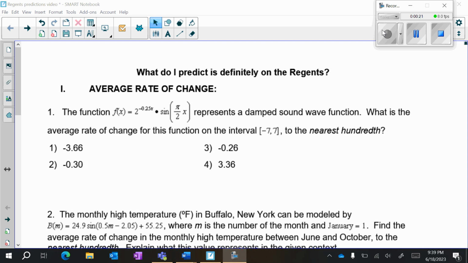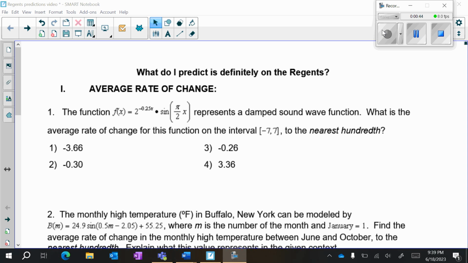So this is the document that I sent you that was called Regents Predictions Packet. I did it on the last Regents review, which was last week on Wednesday. And basically, it's just going to go over everything that I think is definitely on the Regents and then some predictions about what I think will be in some form on the Regents. All right, so here we go.